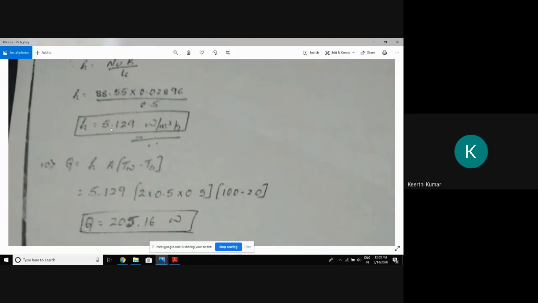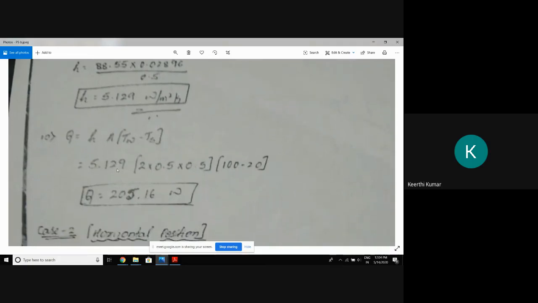By using the value of h that we got, if I substitute in Q equal to hA delta T, that is hA (Tw minus Ts). h value is 5.129. Area is 2, he has used both the sides, so that 2 I have included here: 2 into 0.5 into 0.5. Both the sides of the plate are exposed for the heat transfer. So h is this, area is this, Tw is 100, Ts means this is T infinity.